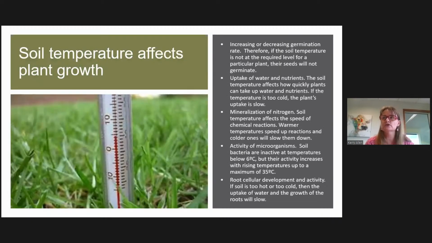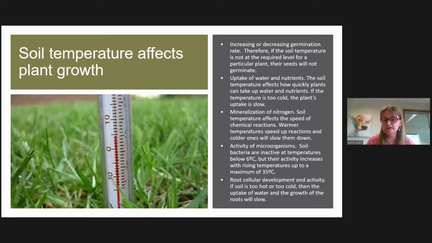Okay, next one is looking at soil temperature. This is just re-emphasising what I just said. This is looking at increasing or decreasing germination rates, like I said, for maize. It's looking at the uptake of water and nutrients. If the temperature is at an optimum, that will occur faster. That's looking at the chemical reactions in the soil between the soil and the roots.